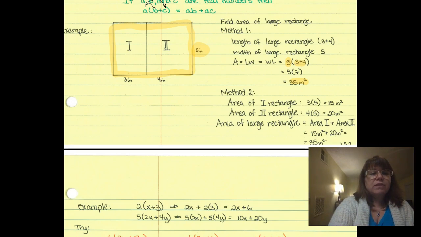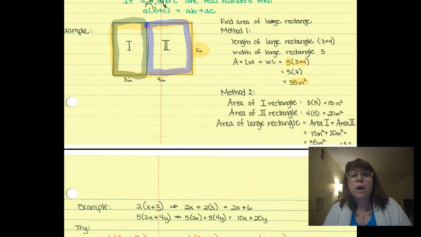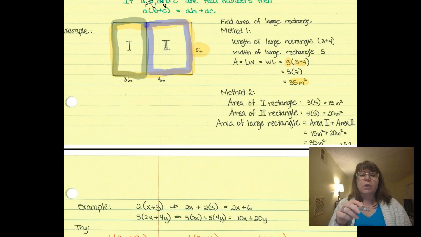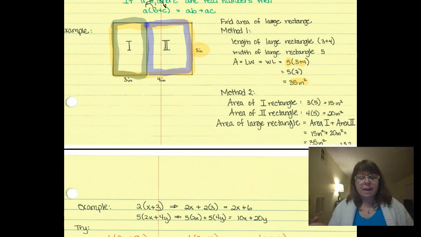The second way of looking at it is, what if I just took rectangle number 1 and rectangle number 2, found out those two areas for each of those rectangles, and then added them up together? I would have the big yellow rectangle's area, wouldn't I? I add the first and I add the second, I get the whole entire thing. So let's figure this out.